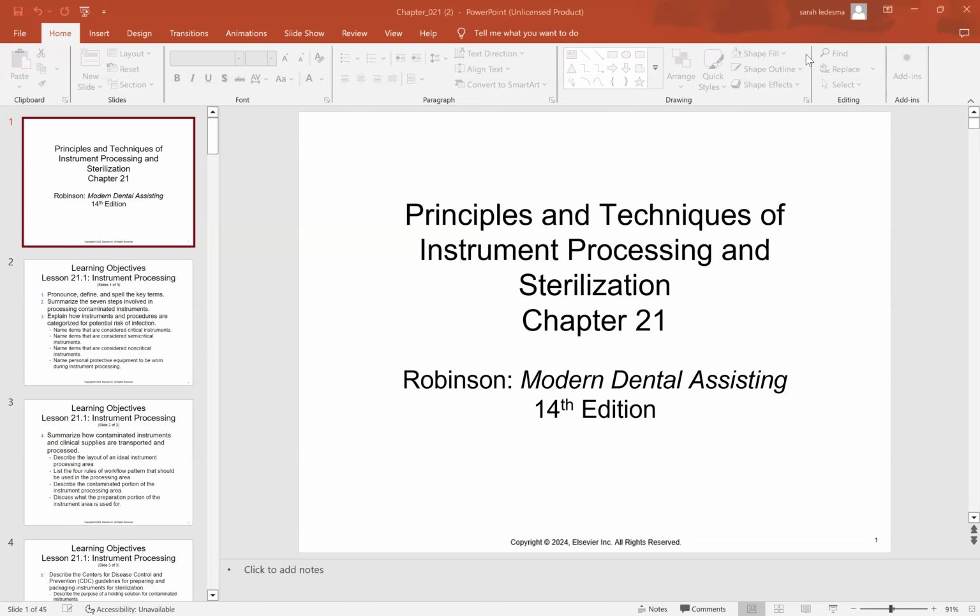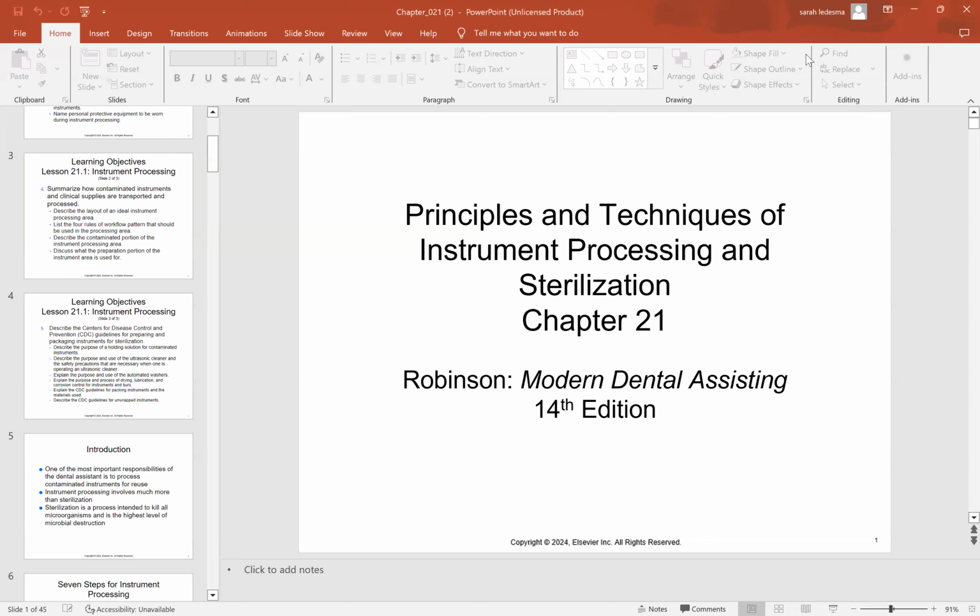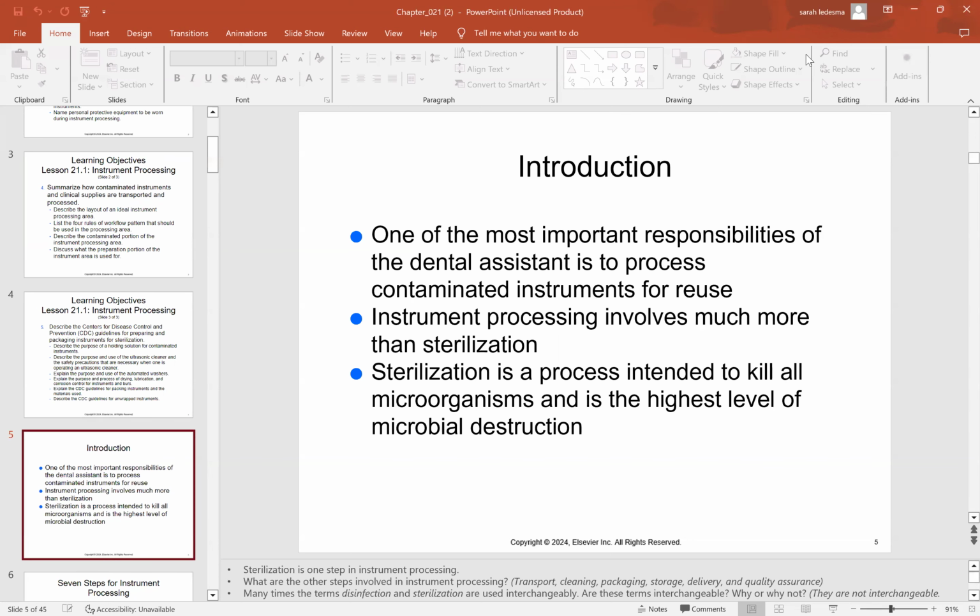Modern Dental Assisting Chapter 1: Principles and Techniques of Instrument Processing and Sterilization. One of the most important responsibilities of the dental assistant is to process contaminated instruments for reuse. Instrument processing involves much more than sterilization. Sterilization is a process intended to kill all microorganisms and is the highest level of microbial destruction.